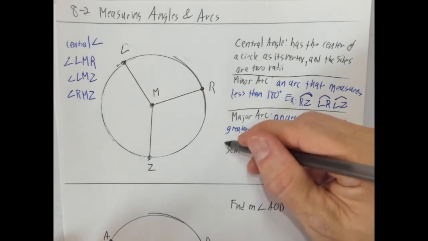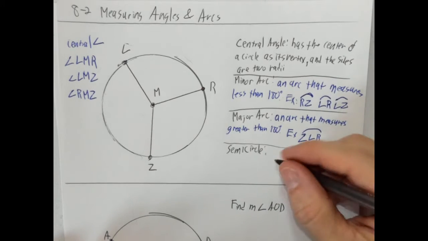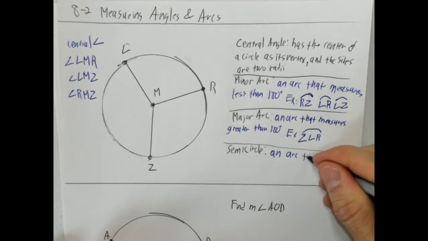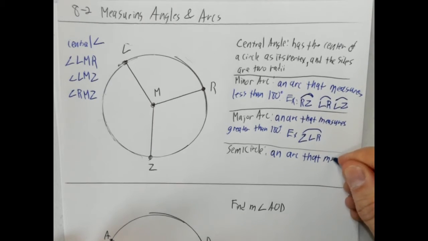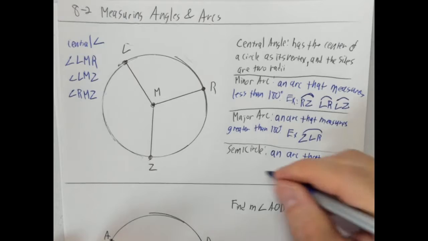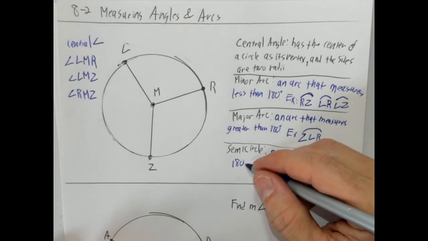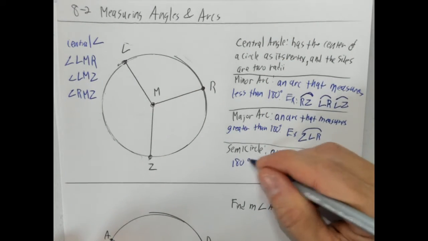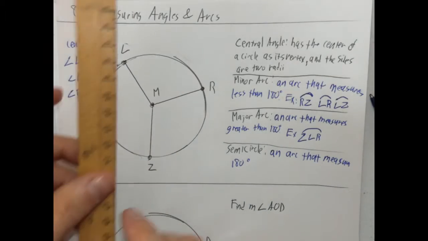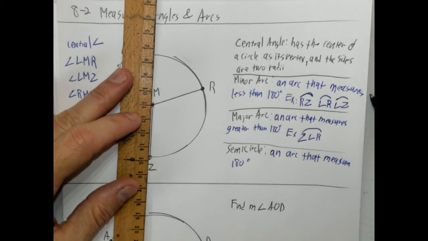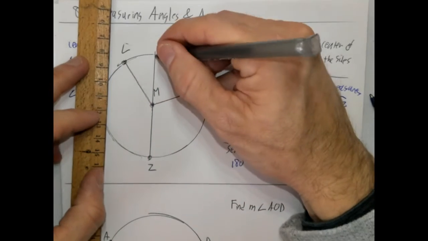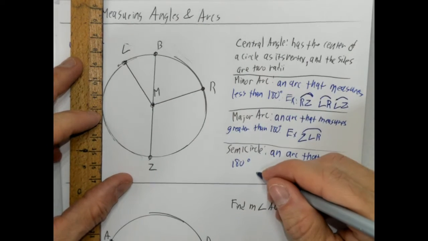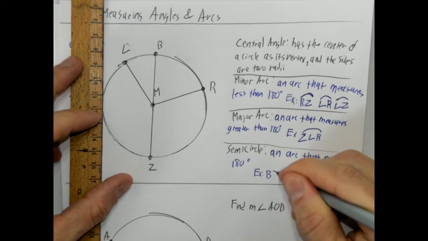Okay, so a semicircle is an arc that measures exactly 180 degrees. In other words, it's formed by a diameter. So the chord forming it would be a diameter. So we're going to make a new one here. We're going to go ahead and extend this, go through here, and call that B. So for a semicircle, the arc would be, let's call it BZ. Example here would be BZ.